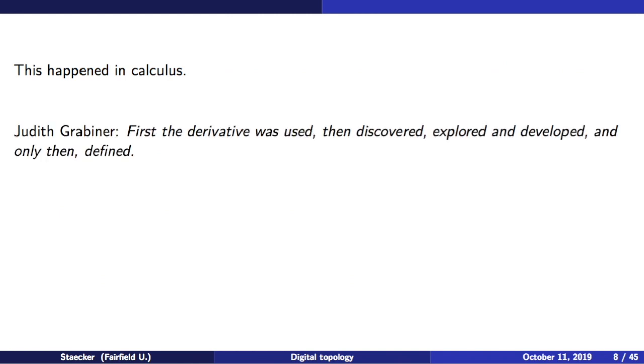Everybody knows actually this happened in calculus. This is a famous mathematical historian talking about the derivative. She writes that first the derivative was used, then discovered and explored and developed, and only then defined. The actual definition used in calculus came much later than the people who invented the basic idea.